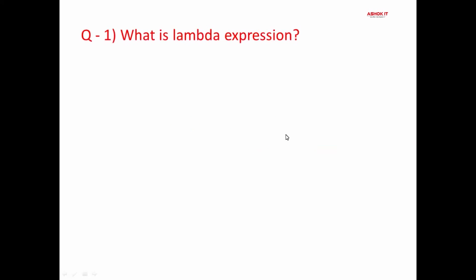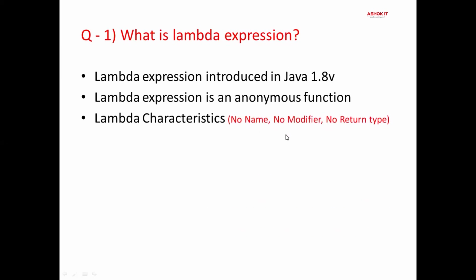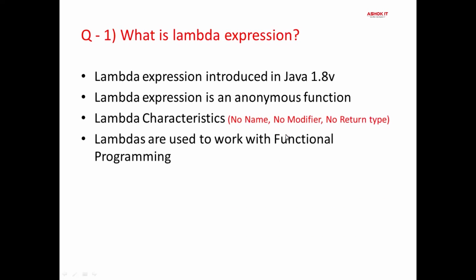Question number 1. What is lambda expression? Lambda expression was introduced in the Java 1.8 feature. Lambda expression, you can say, is an anonymous function. Anonymous function means a function without a name. You can say anonymous function or lambda expression.